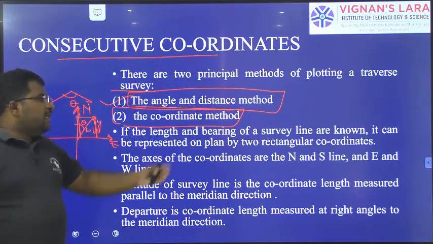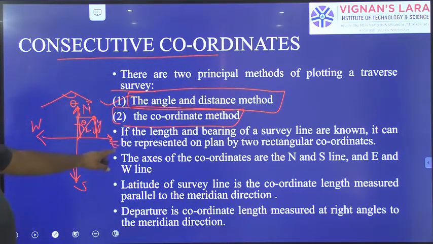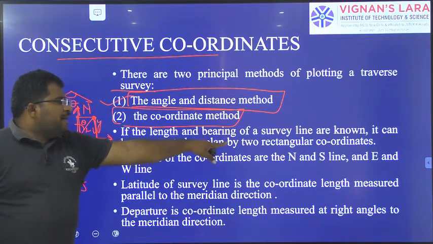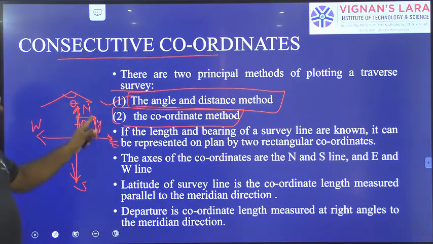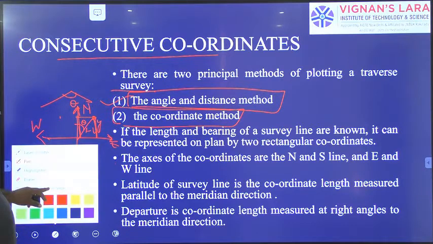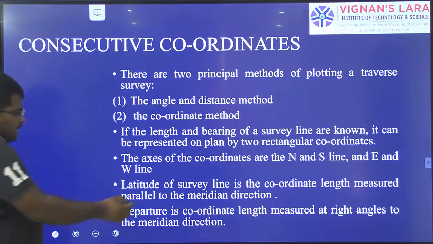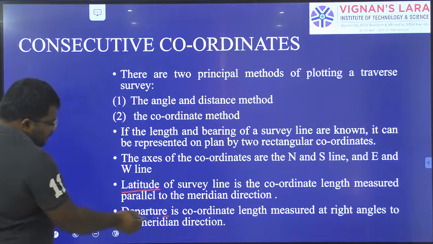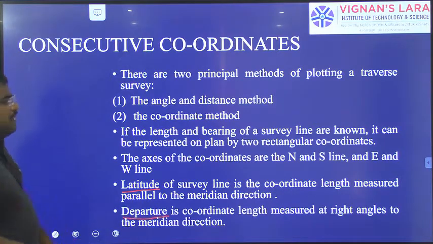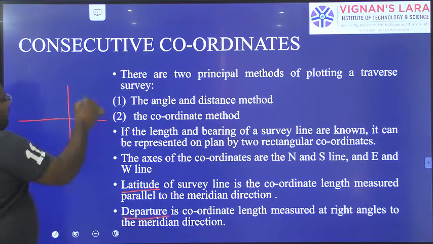If the length and bearing of a survey line are known, it can be represented on a plan by two rectangular coordinates. The axes of the coordinates are the north-south and east-west lines. Here we have two important things: one is latitude and the other is departure. So what is meant by latitude?